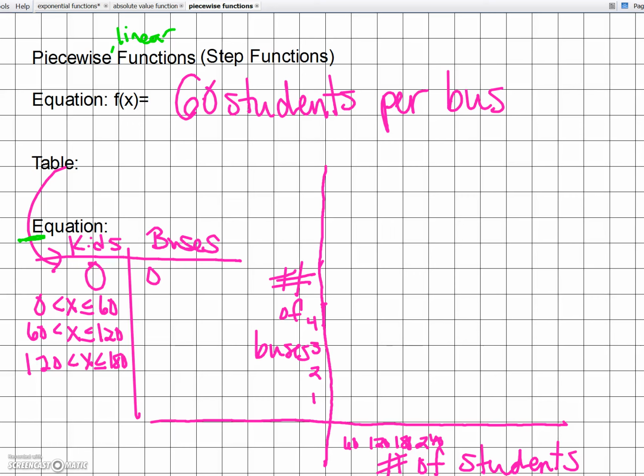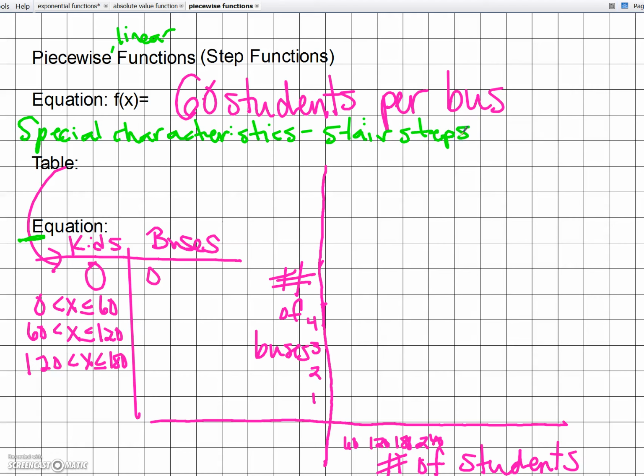Hey guys, today we're going to talk about a couple different kinds of piecewise functions. The first kind we're going to start with is a step function. It's the one that looks like stair steps, which will make more sense in just a second when we graph it.